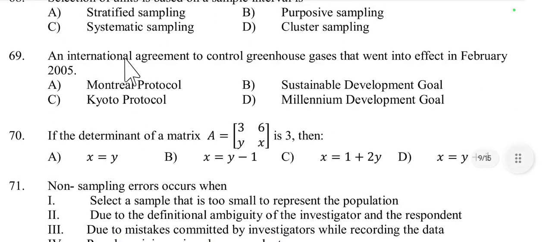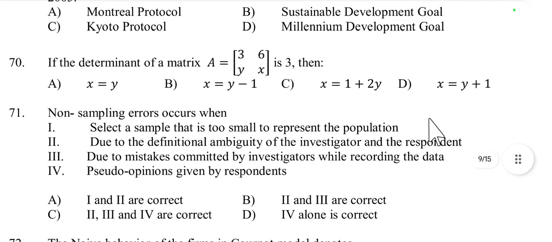Then question number 69, an international agreement to control greenhouse gases that came into effect in February 2005. The options are Montreal Protocol, Sustainable Development Goal, Kyoto Protocol or Millennium Development Goal. It is called the Kyoto Protocol. Option C, which came in 2005. Then question number 70, if the determinant of the matrix A, with rows 3, 6 and y, x, is 3, then x is equal to y, x is equal to y minus 1, x is equal to 1 plus 2y, or x is equal to y plus 1. So we have to find out the value.